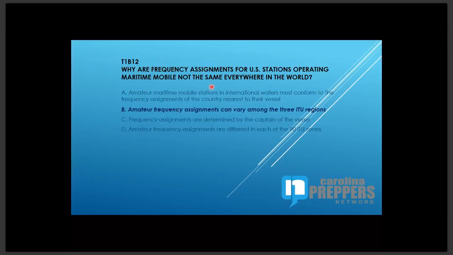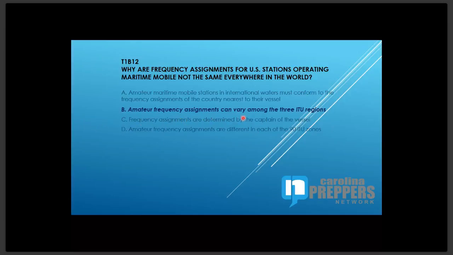So why are frequency assignments for U.S. stations operating maritime mobile not the same everywhere in the world? So real quick, if we go through these, we know that the very last one is wrong. It says amateur frequency assignments are different in each of the 90 ITU zones. Remember how many zones there were? There are only 3. You are in zone 2.